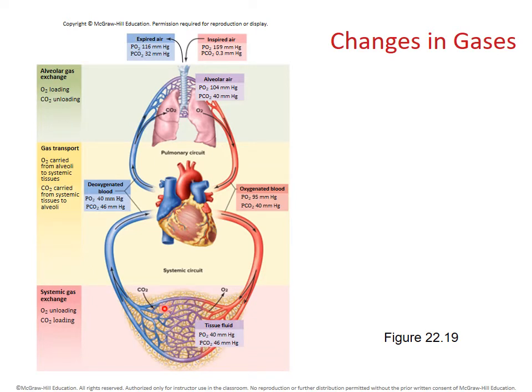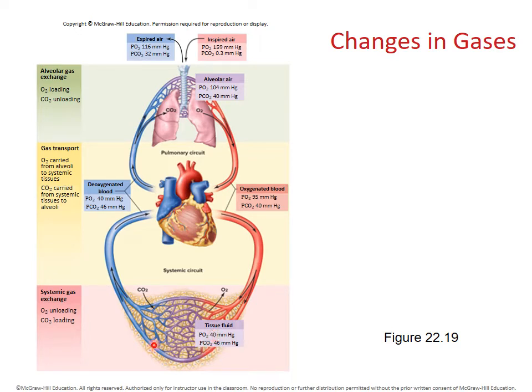But out in the systemic capillaries, we want the movement of the gases to be opposite. We want oxygen to move out. In other words, we want the blood to unload the oxygen, and we want carbon dioxide to be picked up. We want the blood to load carbon dioxide. And so you'll notice that in the tissues, generally speaking, we have a PO2 of less than 40. I know this says about 40, but in reality, the PO2 is less than 40. And the PCO2 is generally a little bit more than 46.